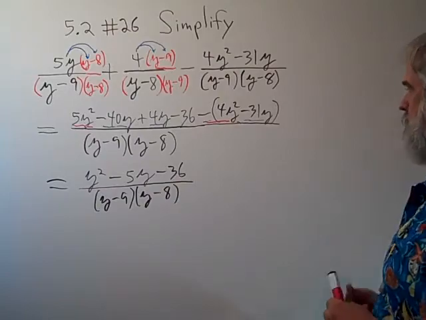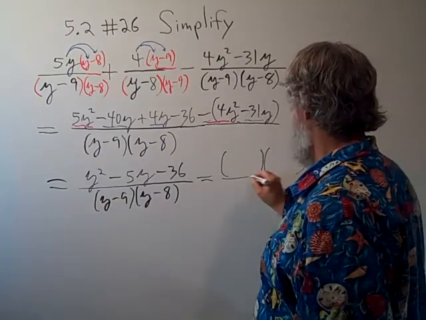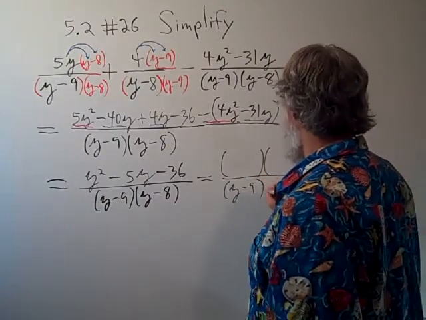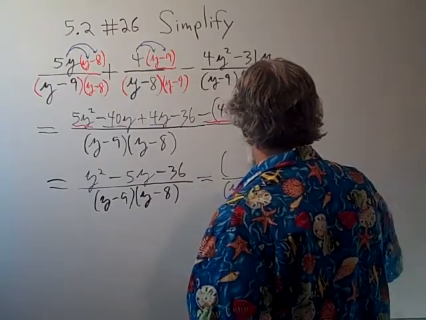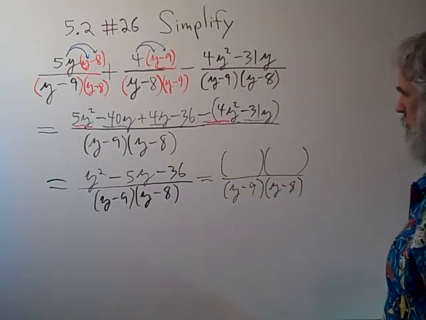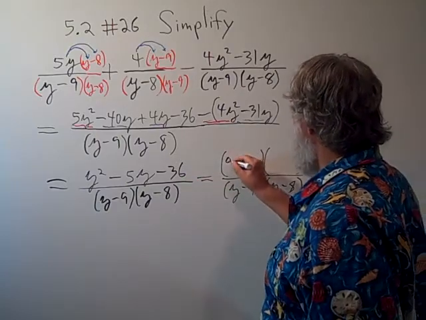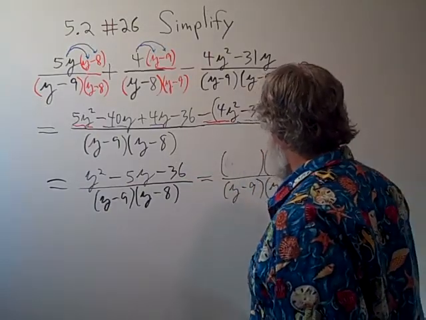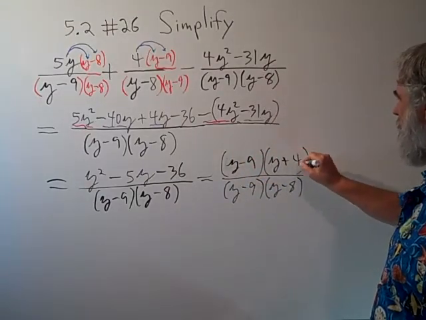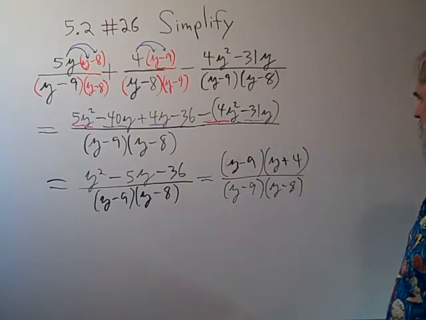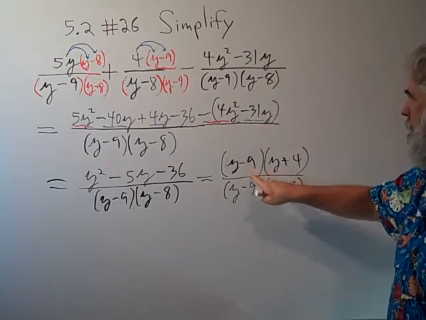To finish this problem, we have to try to factor the numerator. Now, we can look at the denominator and see if there's a likely factor that's common to the numerator. That'll make the factoring in the numerator even easier. And since 9 divides into 36, let's see if y minus 9 is a factor here. If it's y minus 9, this would have to be y plus 4 to get 9 times 4 is 36 with a negative 36. And the middle term here is 4y minus 9y is negative 5y.